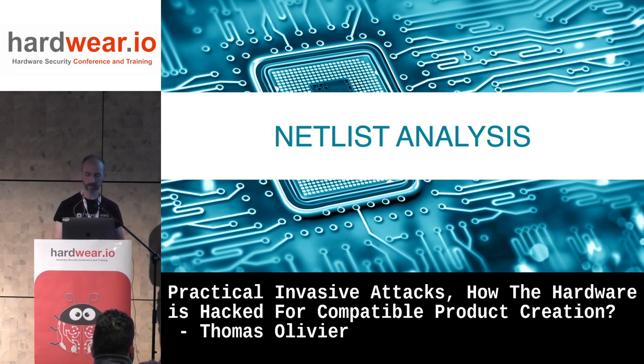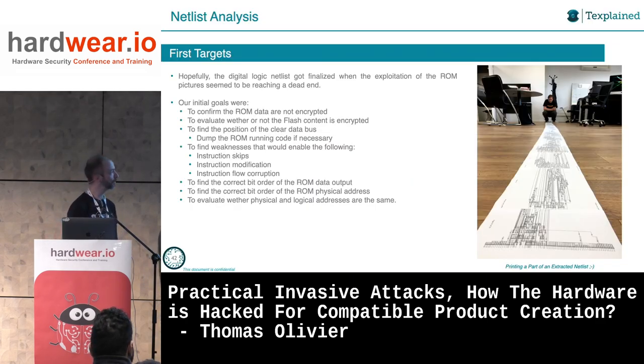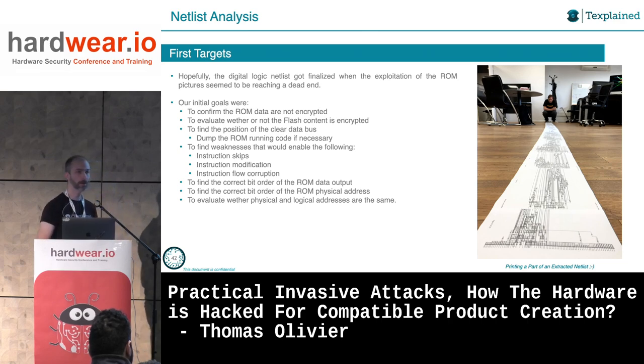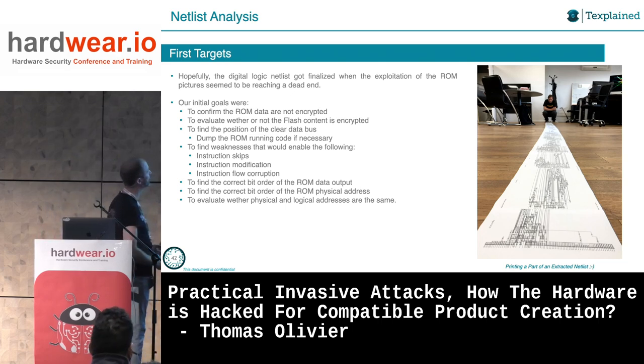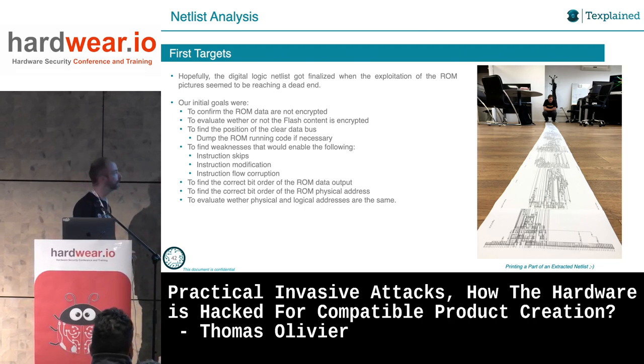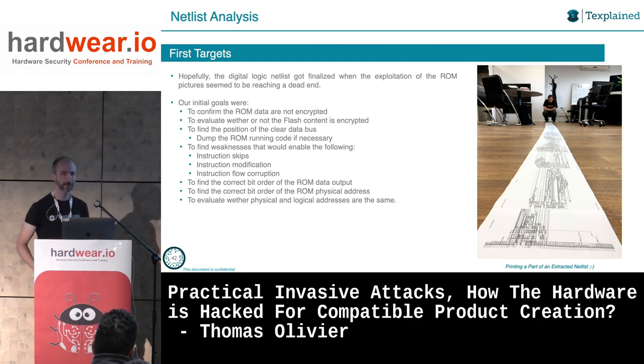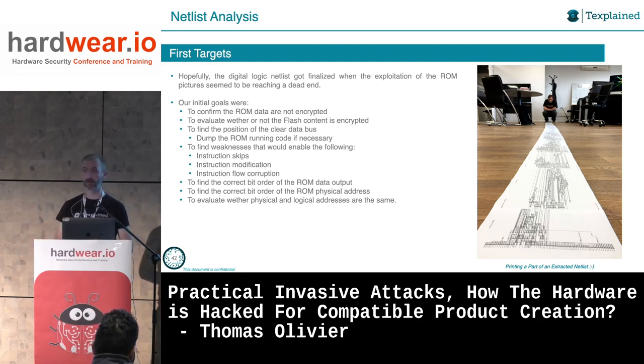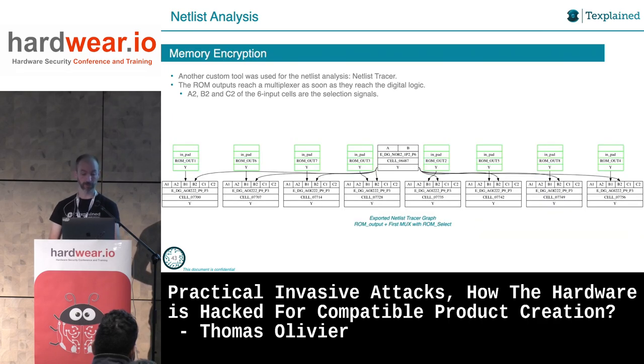The netlist is just a file which is quite long. If you want to print a part of the netlist, you need a lot of paper, right? Inside the netlist, you have all the digital logic, so you can learn a lot from the netlist itself. So we wanted to confirm that the ROM was not encrypted, but also verify all of this, find weaknesses to perform the attack, dump the ROM code, find the order of the data and address lines, and this kind of thing, right? So, okay, let's jump in.